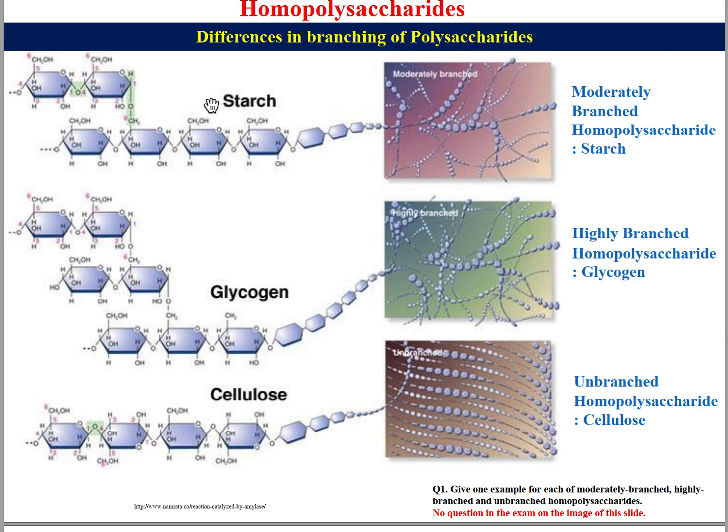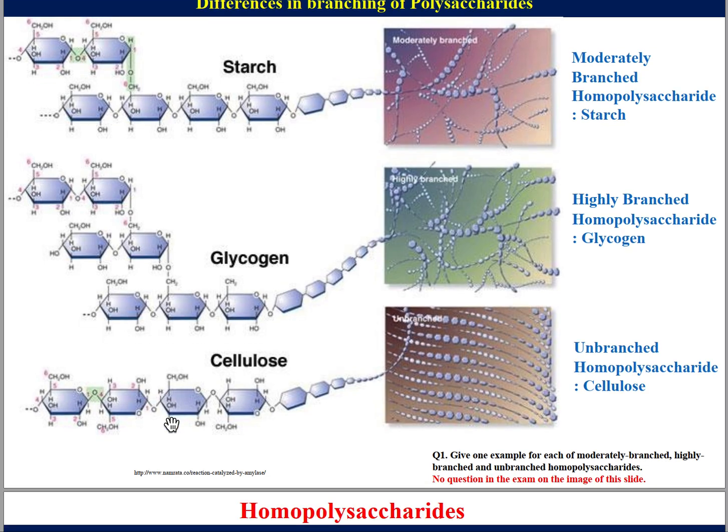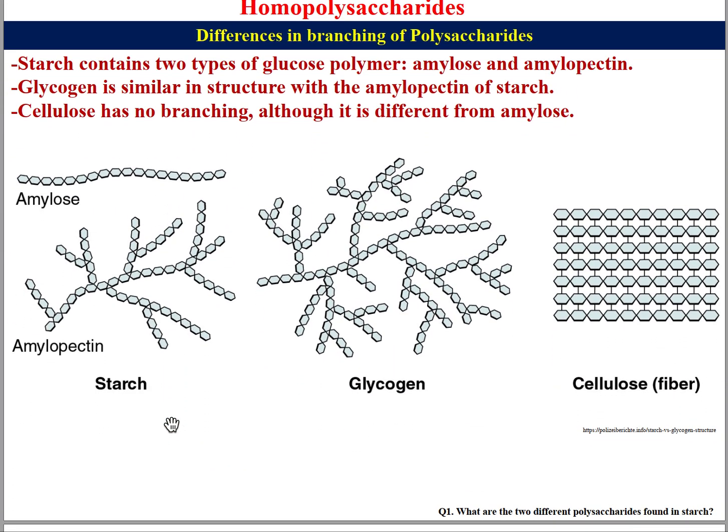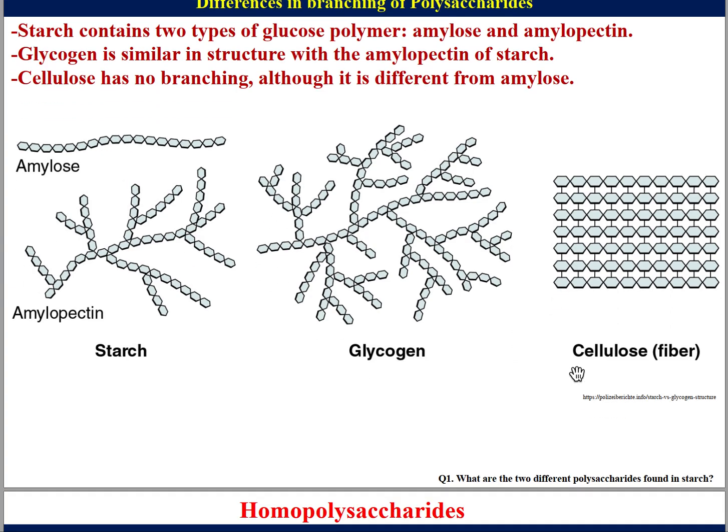Okay, so here you can see the structure of starch, glycogen and cellulose. Starch is moderately branched, glycogen is highly branched, and cellulose is unbranched. Starch is of two types: amylose and amylopectin. Amylose contains no branch, amylopectin has branches, glycogen has more severe branching than amylopectin, and cellulose doesn't contain any branch.